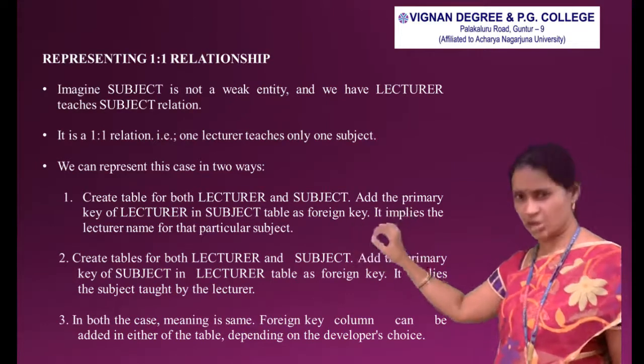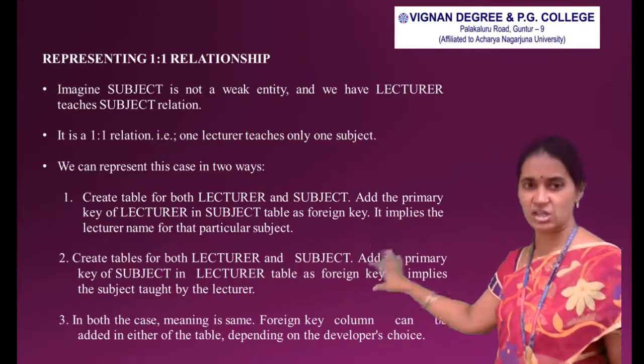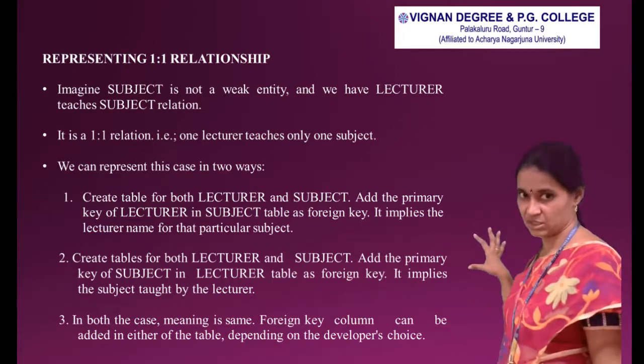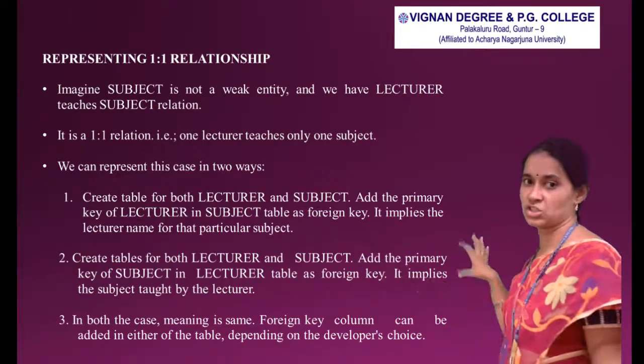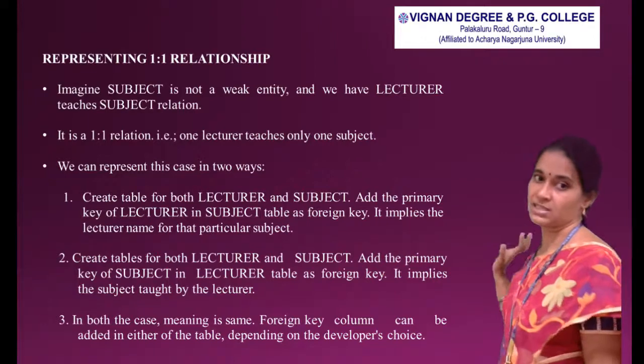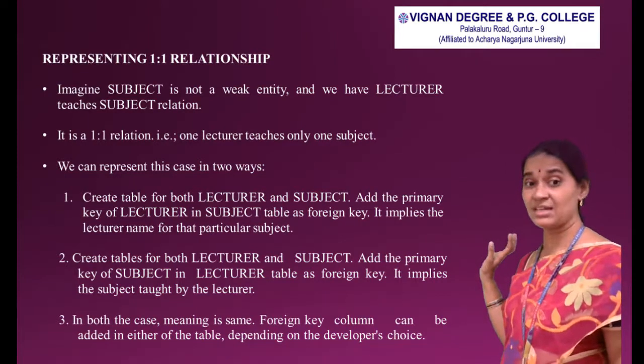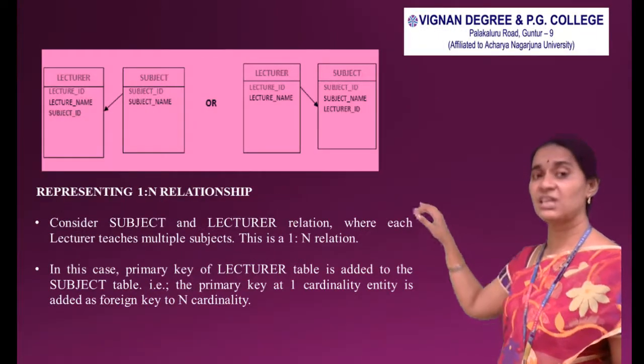Imagine student is not a weak entity. We have a lecturer who teaches subjects. So there is a one-to-one relationship. One lecturer teaches one subject. So how can I represent this? I can represent it with this diagram.